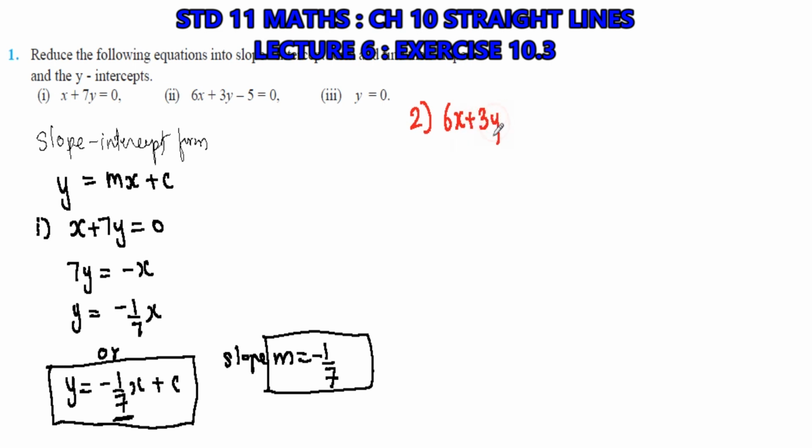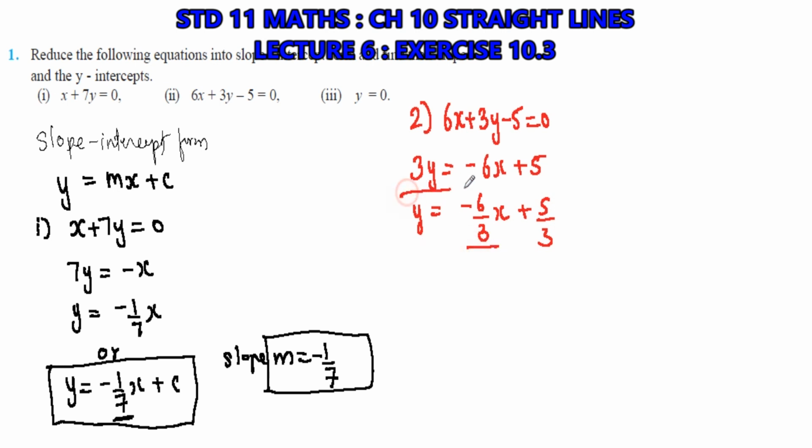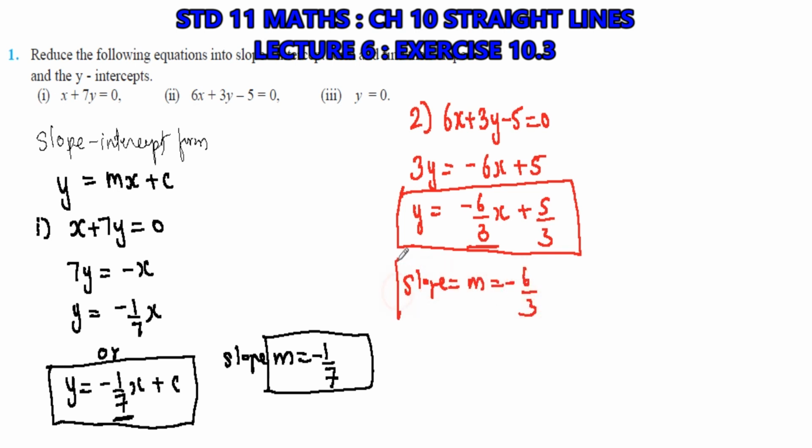6x plus 3y minus 5 equal to 0. That will be 3y equal to minus 6x plus 5. y is minus 6 by 3 x plus 5 by 3. So now again it is y equal to mx plus c, the slope-intercept form, where the slope is m equal to minus 6 by 3. Clear?